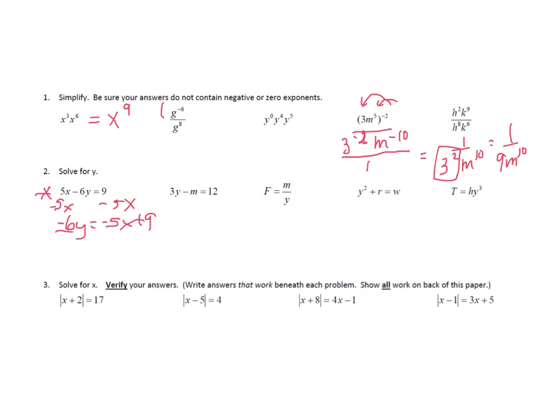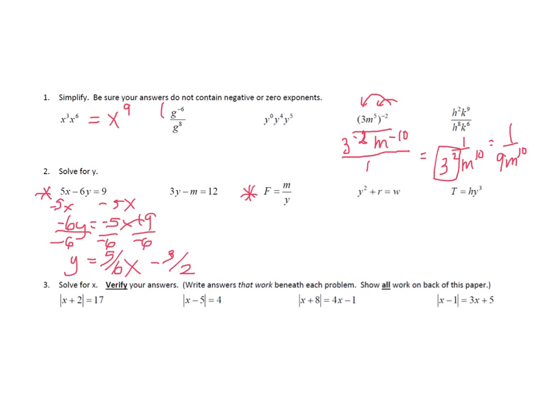Now, to find out what y is, I divide everything by what's in front of the variable, which in this case is negative 6. And I get y equals 5/6 x minus 3 over 2, or 1.5. Remember, I'll let you deal with the second one by yourself, but take a look here at this.